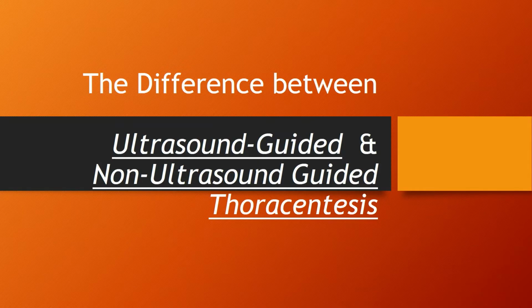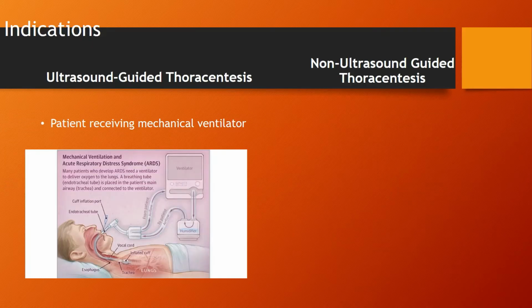Hello classmates, my name is Brian Miguel Martinez and I will be discussing the difference between ultrasound and non-ultrasound guided thoracentesis. The difference is that ultrasound is indicated by the physician for a patient who has a mechanical ventilator, because in a mechanical ventilator, the endotracheal tube is connected to the patient and ends in the trachea. That is why the physician must be precise in order to prevent contact with the ventilator.